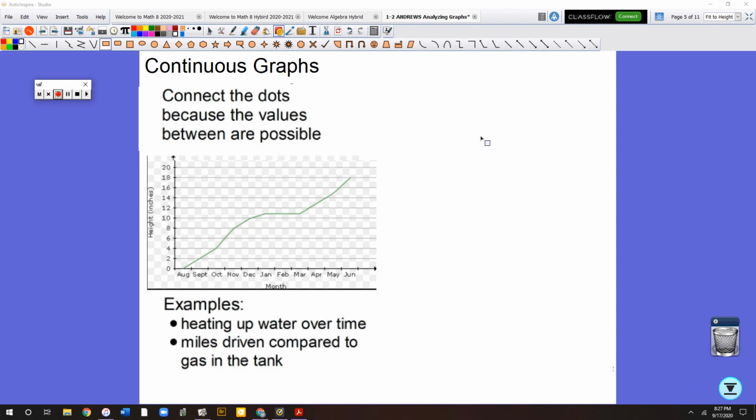We have two different ways that when you make a graph, you start with the input-output table to find out where you're going to graph points, and then I would say 85% of the time we're going to connect the dots into what's called a continuous graph. So you get some points on the graph, and then you connect them to make a curve or a line or a combination of those things. And the reason that you connect the dots is because the values that are in between are possible.